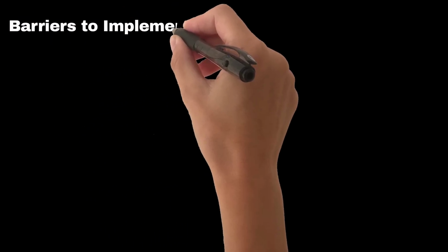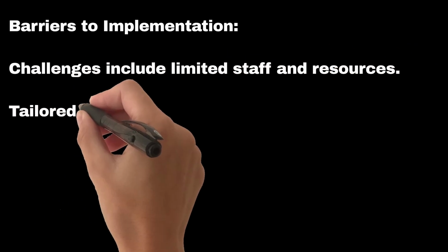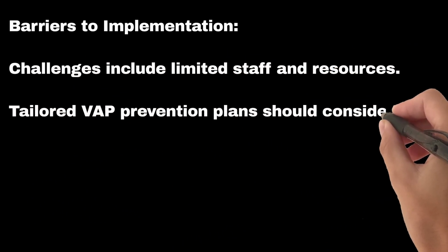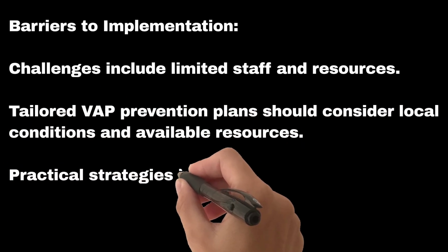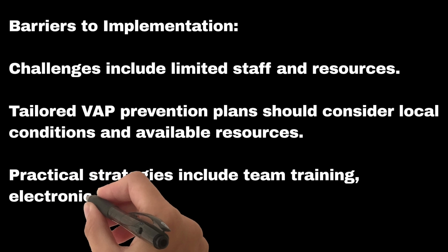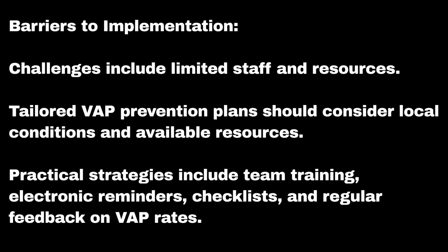What are the barriers to implementation? Challenges include limited staff and resources. Tailored VAP prevention plans should consider local conditions and available resources. Practical strategies include team training, electronic reminders, checklists, and regular feedback on VAP rates.